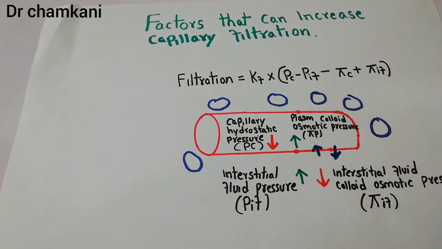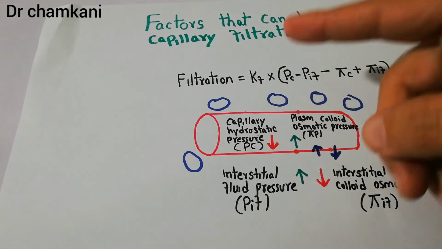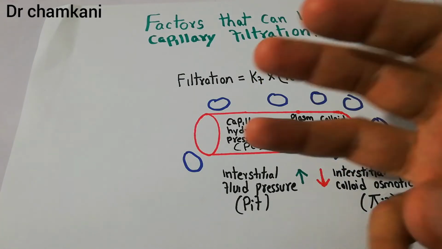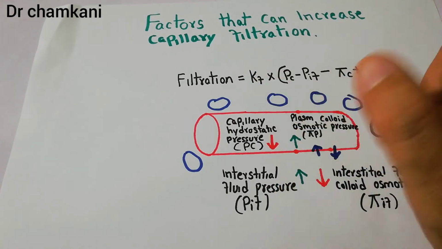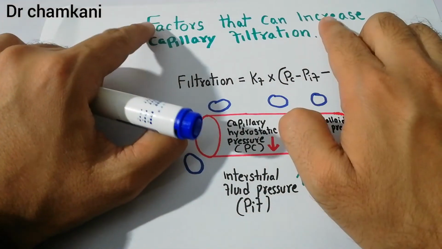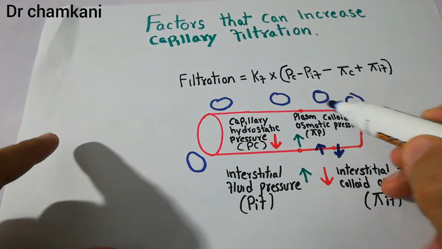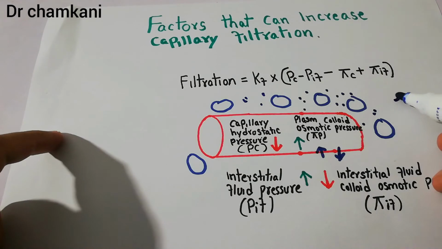the blood vessel wall. Now, if any change occurs in the capillary filtration coefficient, if the permeability increases or the surface area increases and the value of this capillary filtration coefficient increases, it will increase the capillary filtration. So this is one factor which will increase the capillary filtration, and a lot of fluid will come out, accumulate in the interstitium, and lead to edema.